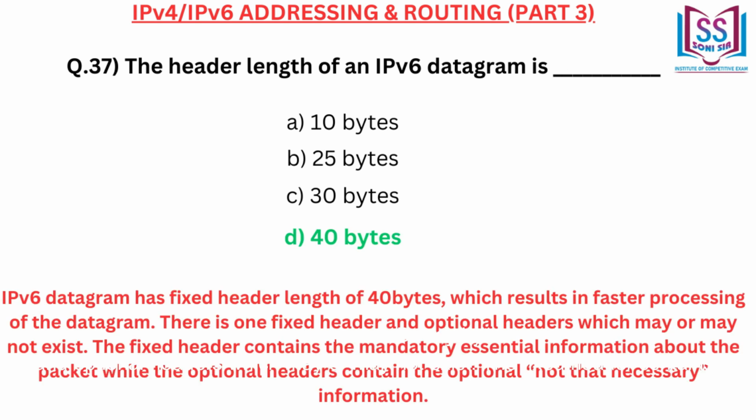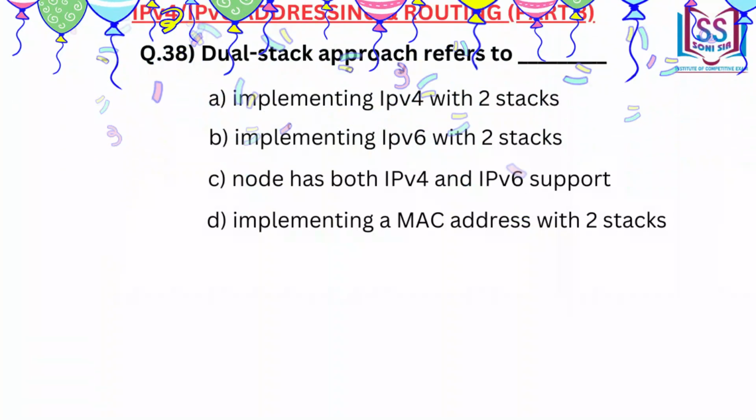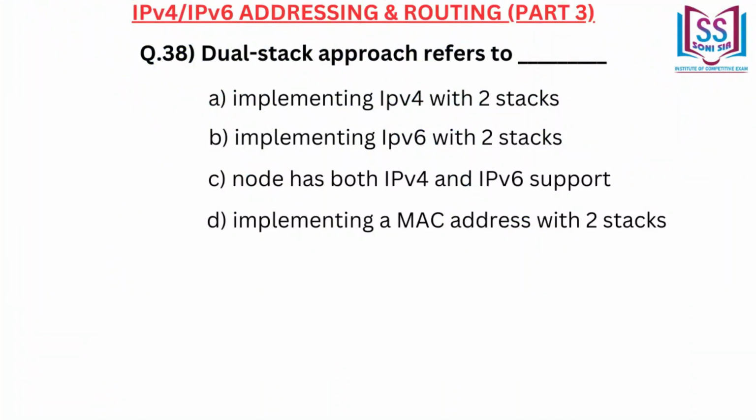An IPv6 datagram has a fixed header length of 40 bytes, which results in faster processing of the datagram. There is one fixed header and optional headers which may or may not exist. The fixed header contains the mandatory essential information about the packet, while the optional headers contain the optional, not that necessary information.